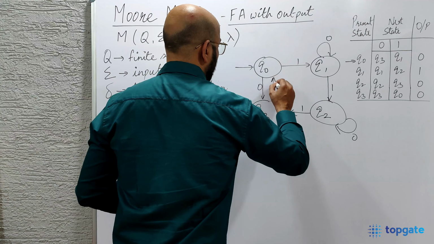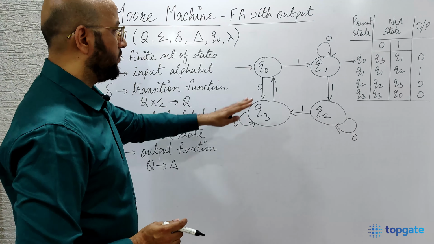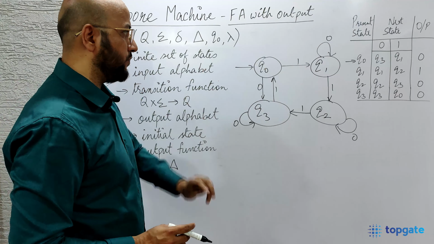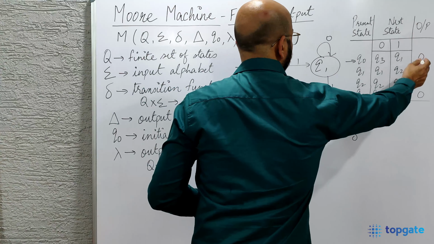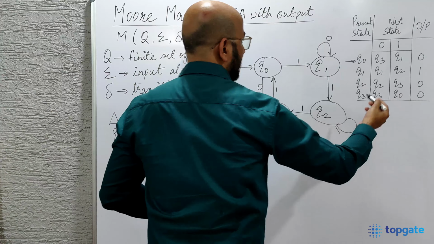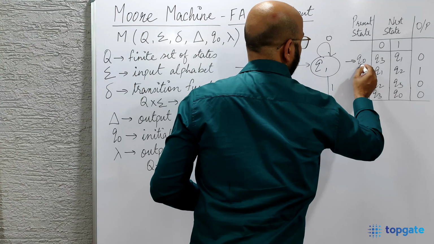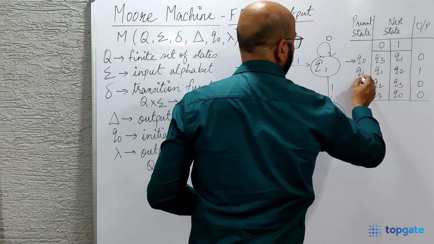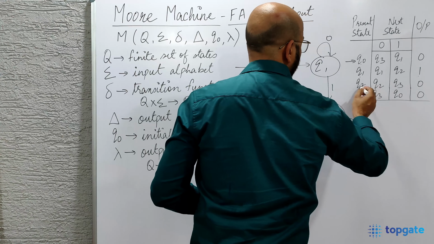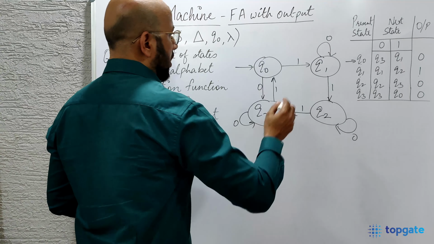So to Q0 with 1. Clear? Now this is just like the DFA. Now you see here, the last column says that it is the output. So this means that 0 is associated with state Q0. 1 is associated with state Q1. 0 is associated with state Q2, and so on. Clear? So how do we mark this?